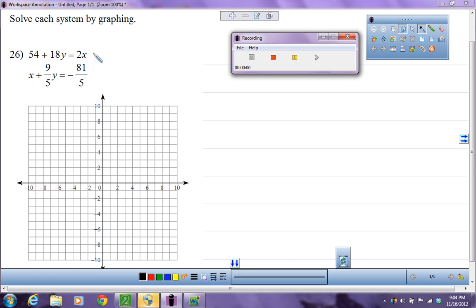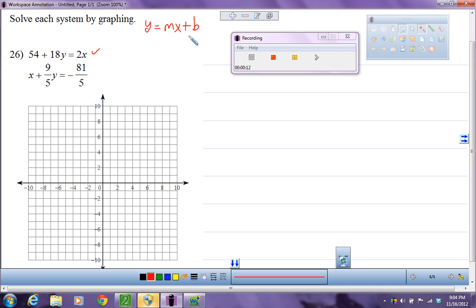Again, we're going to do this one in red, following our model, right? y equals mx plus b. So we put the equation there. It looks something like this.